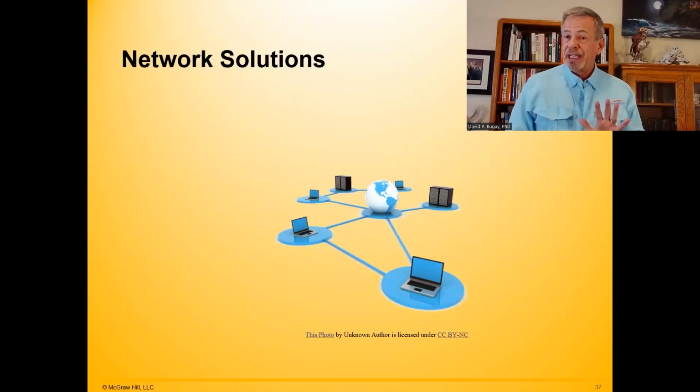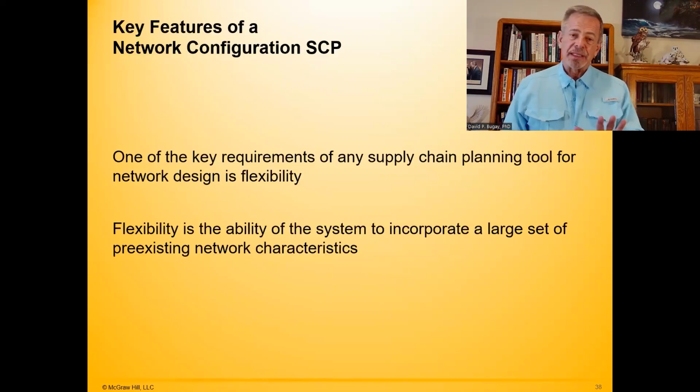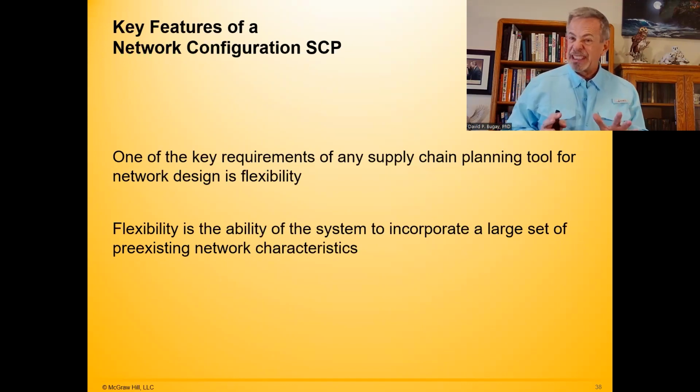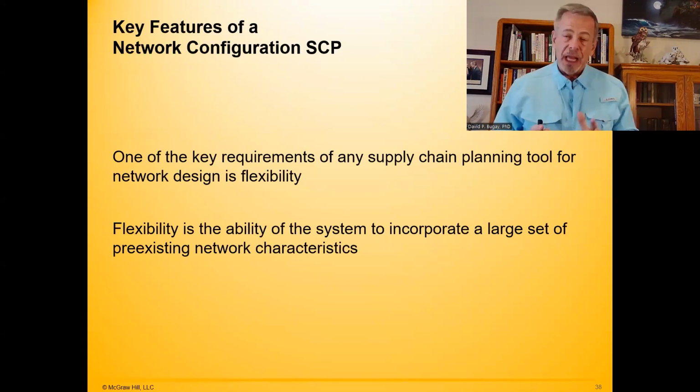Now we're going to look at network solutions. We're going to look at supply chain planning. We normally refer to it as SCP. So let's look at this. One of the key requirements of any SCP is for flexibility to be built into the system. It really is the idea of incorporating a large set of pre-existing network characteristics. For that flexibility, you want to be able to build it in.